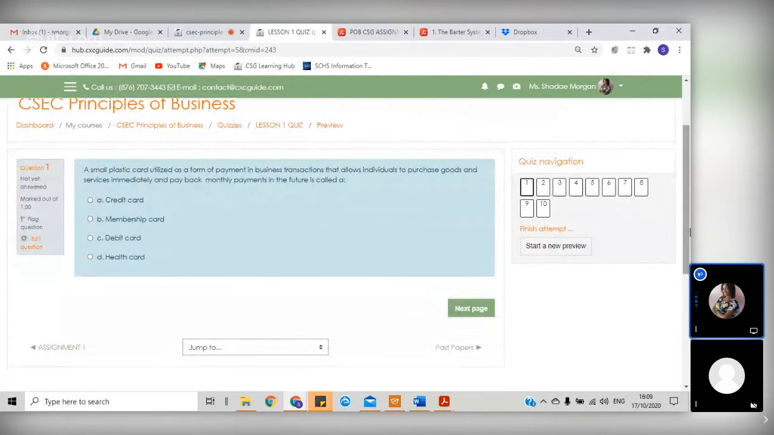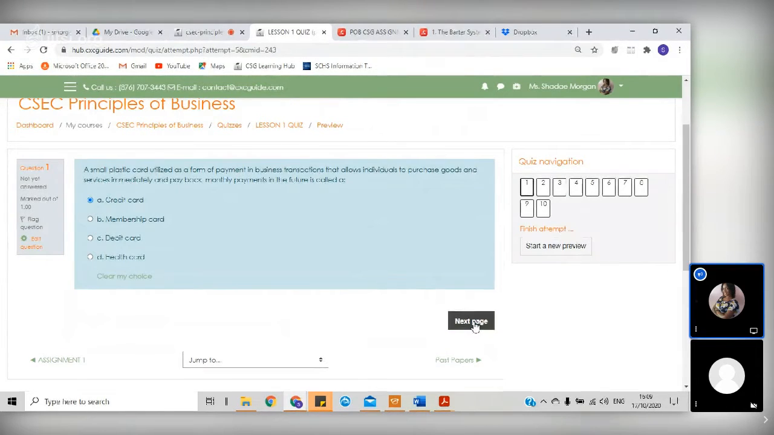So the first question: a small plastic card utilized as a form of payment in business transactions that allows individuals to purchase goods and services immediately and pay back monthly payments in the future is called a... Credit card. Yes. So credit card is correct. All right. Next question.